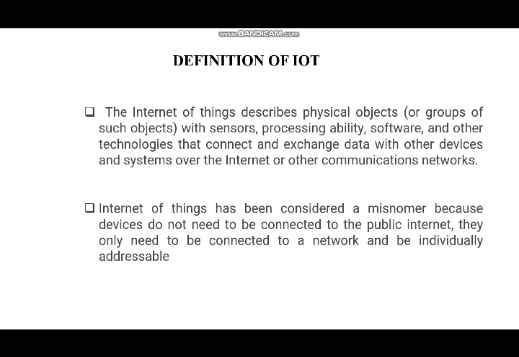The Internet of Things has been considered a misnomer because devices do not need to be connected to the public internet. They only need to be connected to a network and be individually addressable. So we go to the next slide.